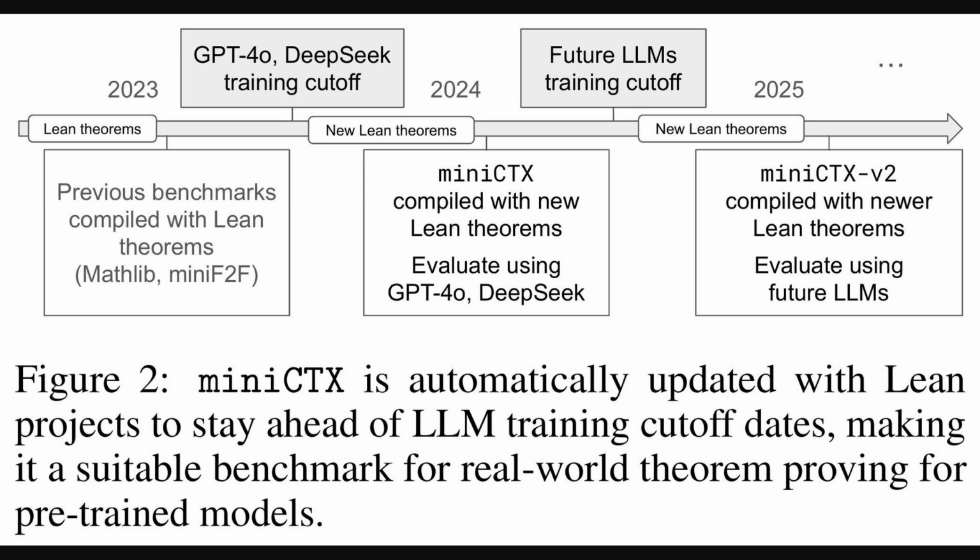So to ensure this test of handling new information remains robust, Figure 2 shows how miniCTX is designed to stay ahead. We see a timeline, 2023-2024 into the future. Previous benchmarks used Lean theorems. These are formal statements to be proven, available before a certain point. But large language models have training cutoffs, meaning the date up to which their training data extends. This figure shows miniCTX is compiled with new Lean theorems, those appearing after these cutoffs, and it's planned to be regularly updated. This continuous updating is key to fairly testing if models can truly reason with novel context.